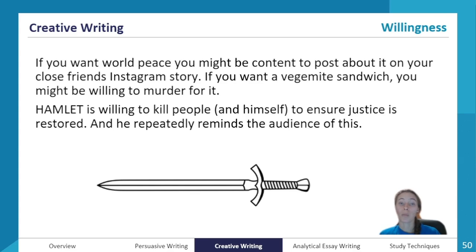If you want world peace, you might be content to just post about it on your Instagram story, on social media. If you want a Vegemite sandwich, you might be willing to murder for it. So you can see the difference between those different examples. Depending on what you want and how much you want to get it and what you'll do to get it, can really set up your story and set it apart from other angles that you could be taking.